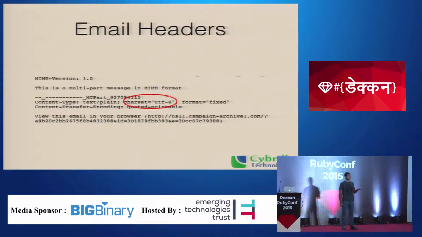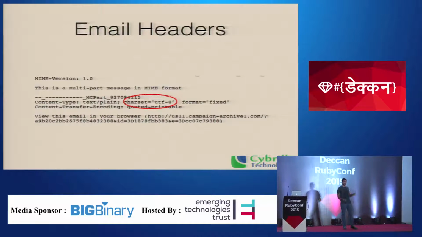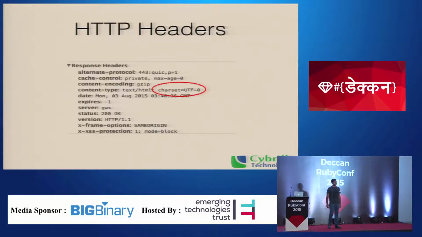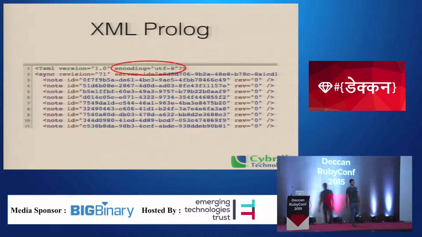So there are different ways to tag data. If you look at email headers, you can go check out your email headers by looking at the original message in Gmail. You see there is a character set UTF-8. If you look at HTTP headers, there is something called charset. In HTML meta tags also you have it. You might have ignored all of this when you're writing your web programs, but these are very important. If you look at XML prologue information, that also has this encoding information.